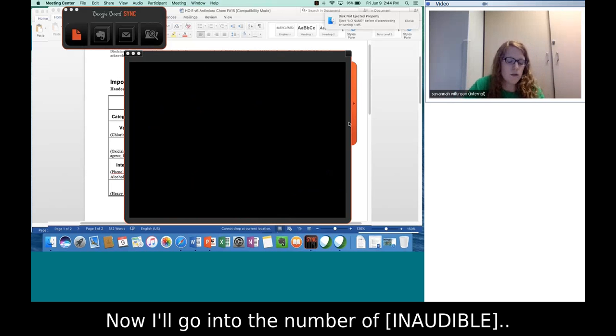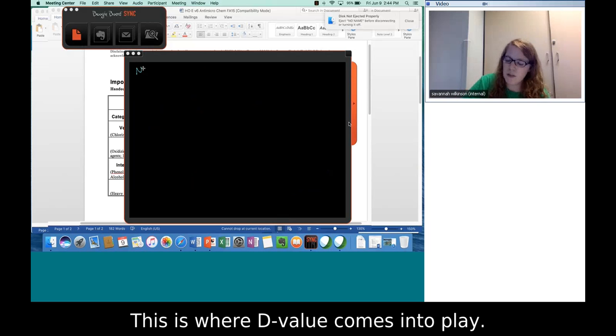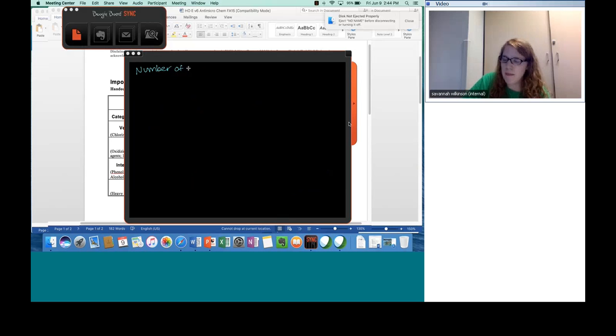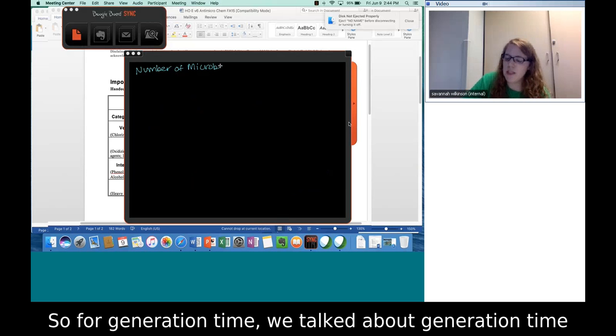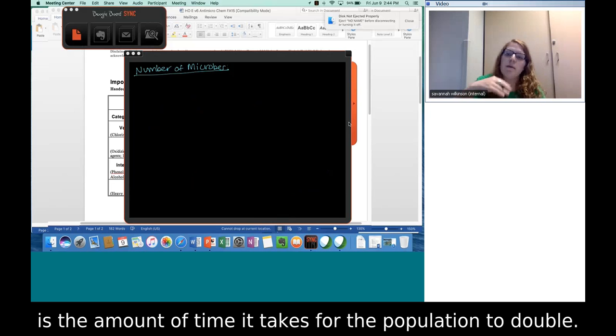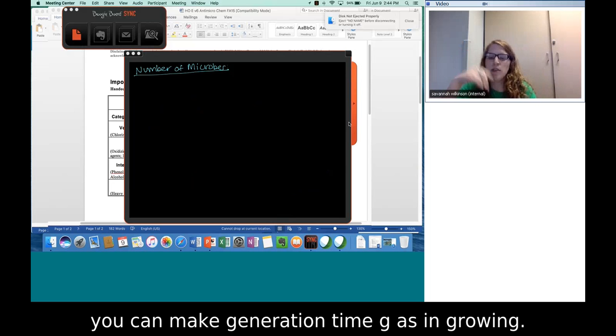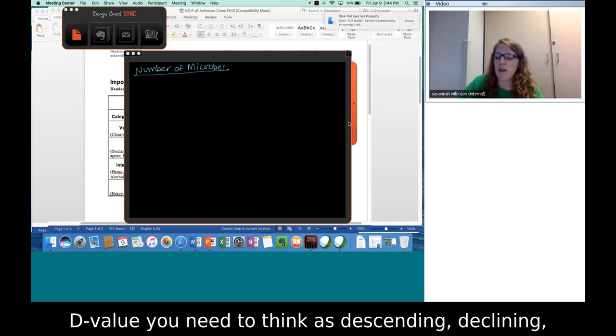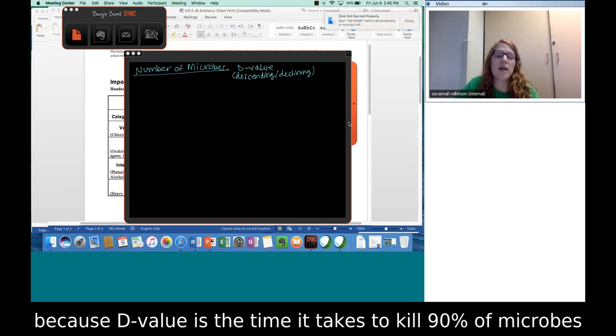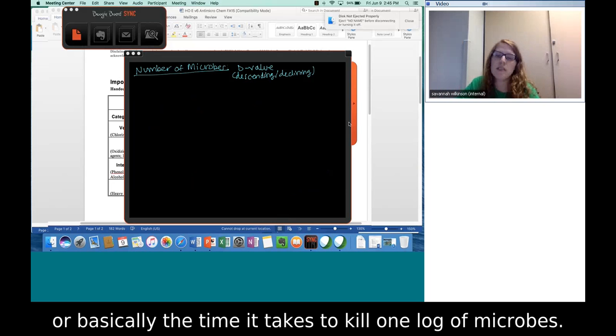Now I'll go into the number of microbes, and this is where D value comes into play. So for generation time, we talked about generation time is the amount of time it takes for the population to double. Well, for D value, you can think generation time G as in growing. D value, you need to think as descending, declining. Because D value is the time it takes to kill 90% of microbes, or basically the time it takes to kill 1 log of microbes.